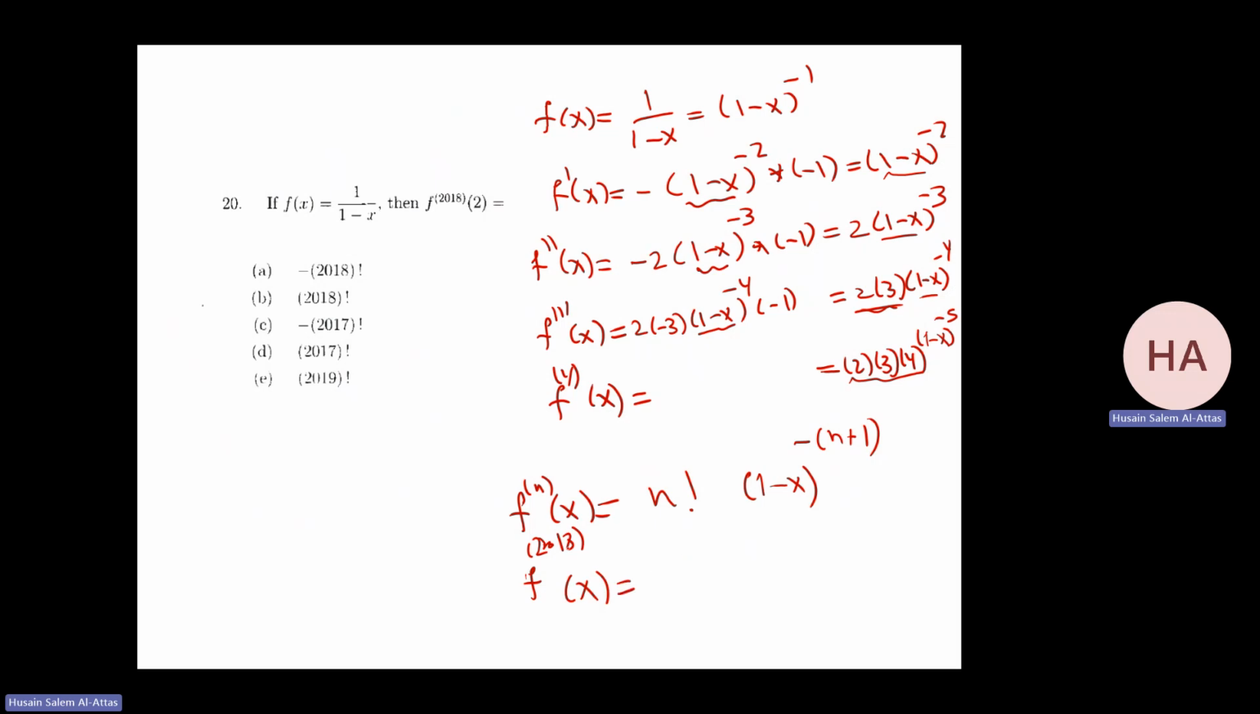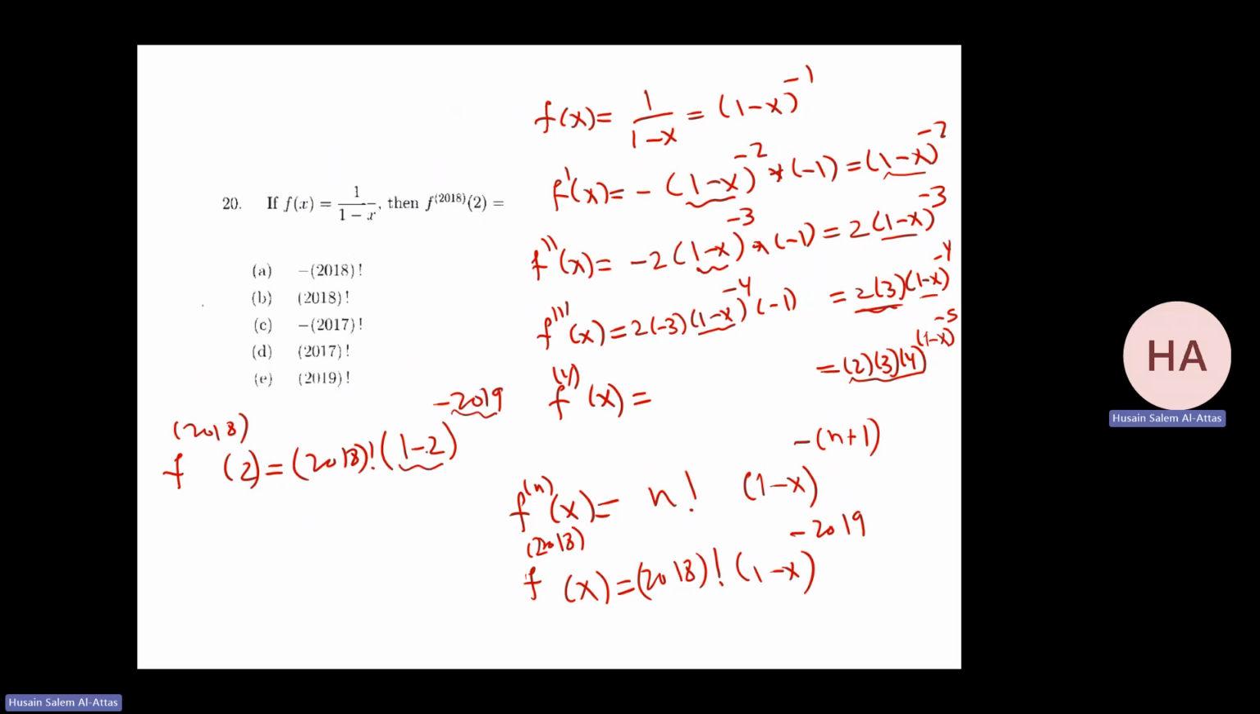That will be, the n is 2018, factorial, 1 minus x to the power minus 2019. Okay, now if you want to find it at 2, that will be 2018 factorial, be careful, 1 minus 2 to the power minus 2019. This is odd, so the minus sign will make a change. This is minus 1. So that will be minus 2018 factorial, and that will be the answer.